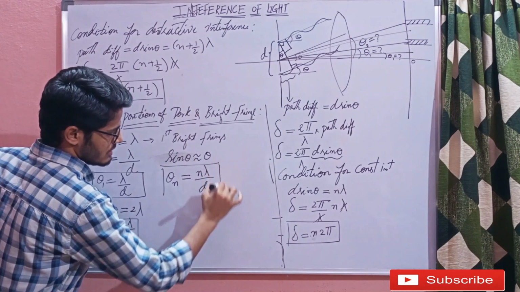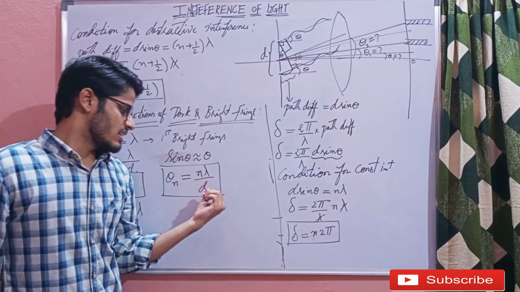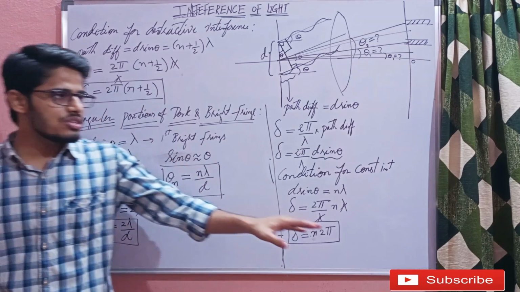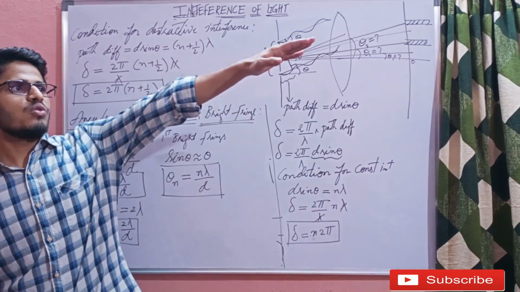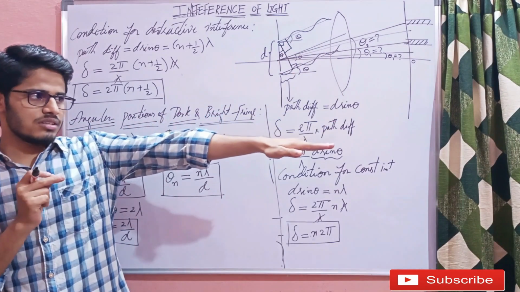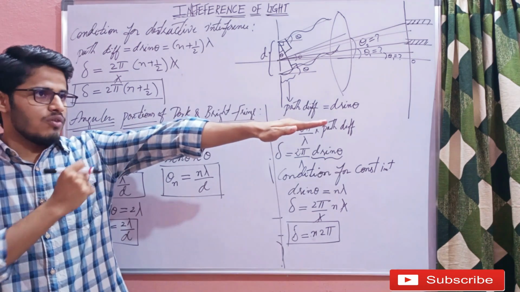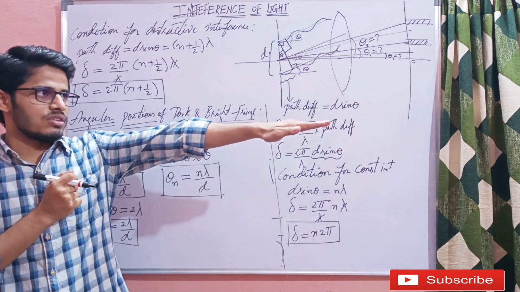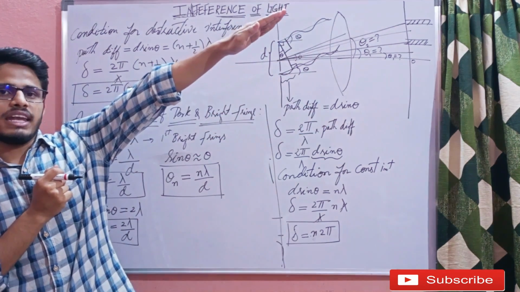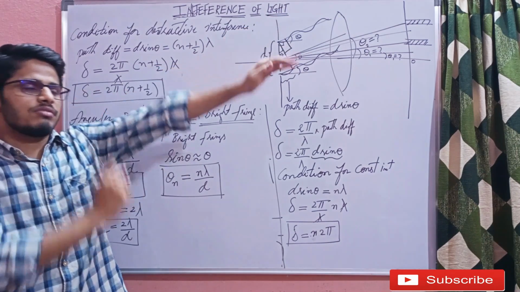With the help of this equation, you can find out the angular position of any fringe you want. You just give the number. If you want to find out the angular position of the first, give n equal to 1. If you want to find out the angular separation for the fifth fringe, give n equal to 5. You'll get the angular separation, this angle for the fifth fringe.